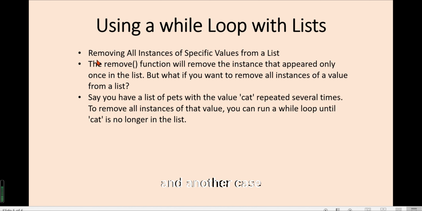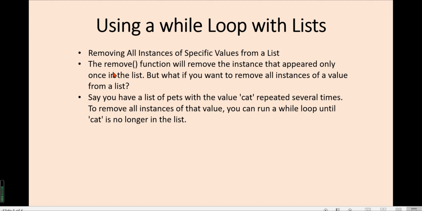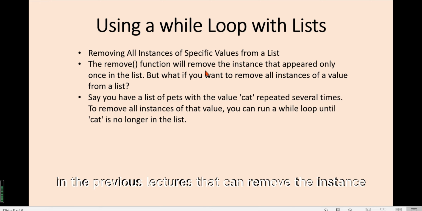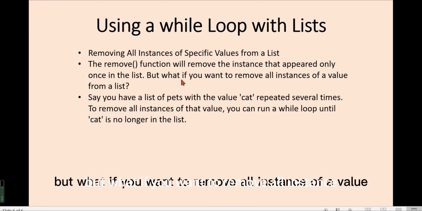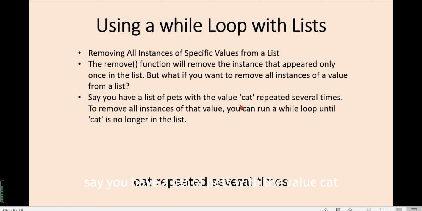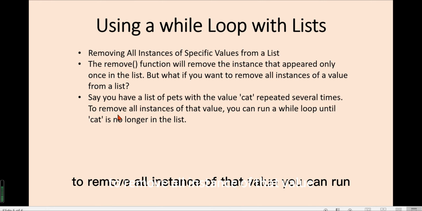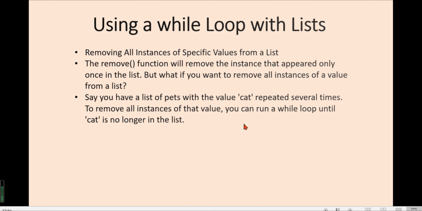Another case of a while loop with lists is removing all instances of specific values from a list. We have learned the remove function in the previous lectures, which removes an instance that appeared only once in the list. But what if you want to remove all instances of a value from a list? So you have a list of pets with the value cat repeated several times. To remove all instances of that value, you can run a while loop until cat is no longer in the list.